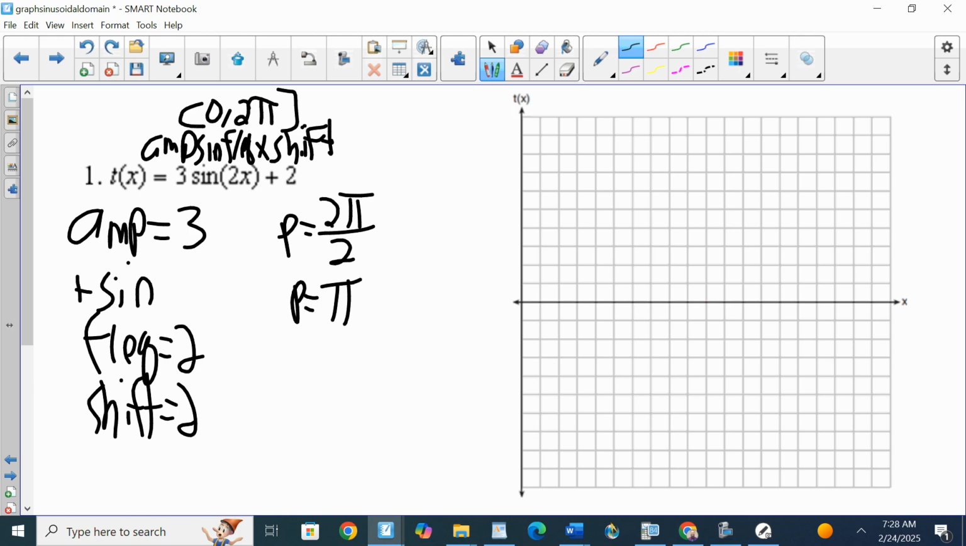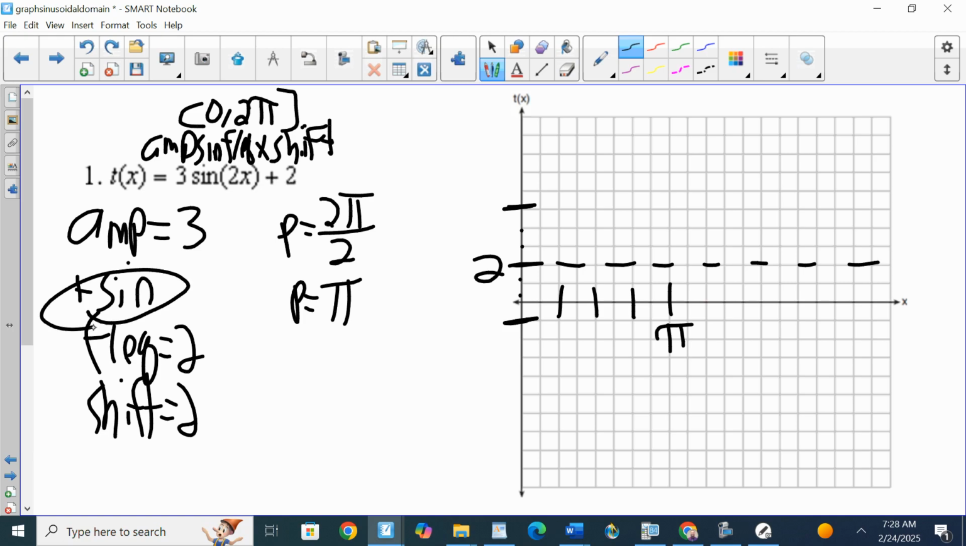So 4 dashes, 1, 2, 3, 4. Period at the end of the fourth dash. Shift is 2. Amplitude is 3. 1, 2, 3. 1, 2, 3. There's my midline. It's a positive sine, so that is midline, max, midline, min, midline.